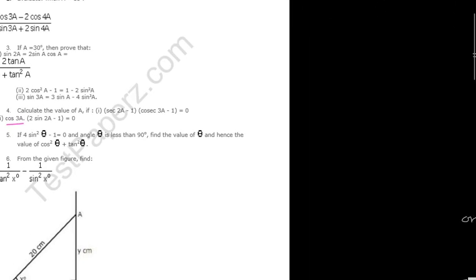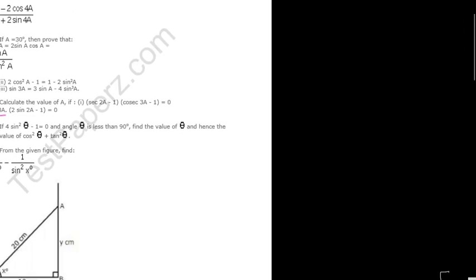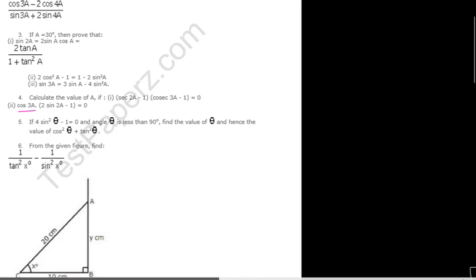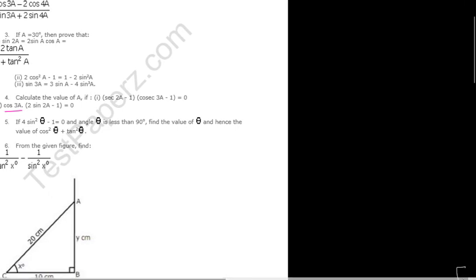Okay, fine. Now fifth problem: if 4 sin square theta minus 1 is 0 and theta is less than 90 degree, find the value of theta and hence the value of cos square theta plus tan square theta. So your problem number 5, I hope it is visible. If 4 sin square theta minus 1 is 0, so let us write what is given. 4 sin square theta minus 1 is 0.